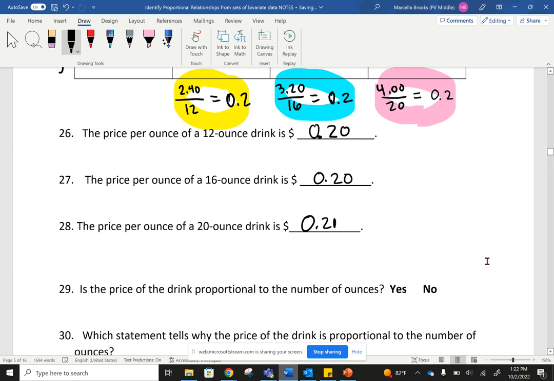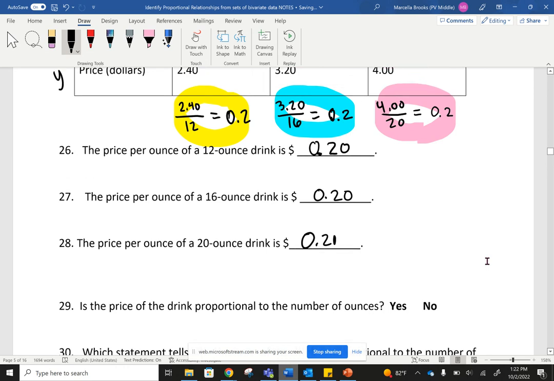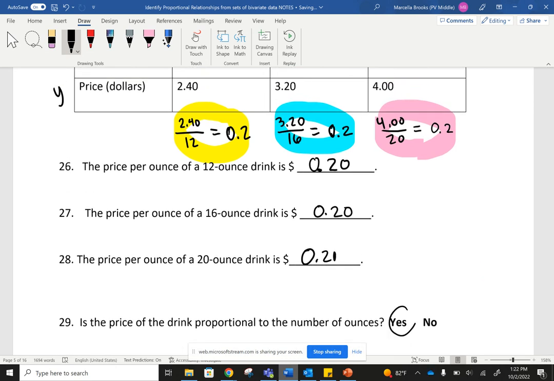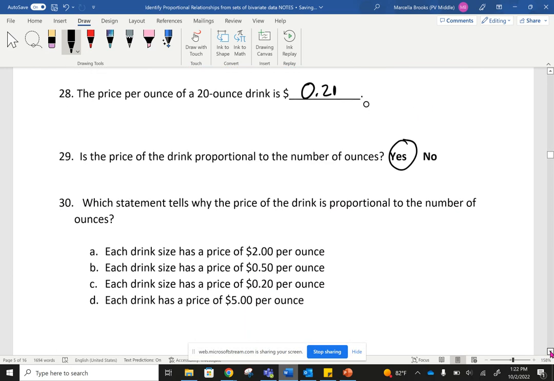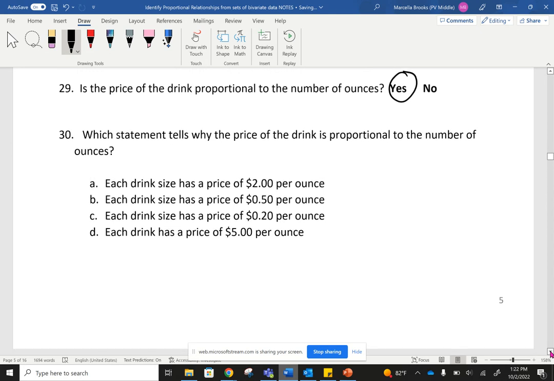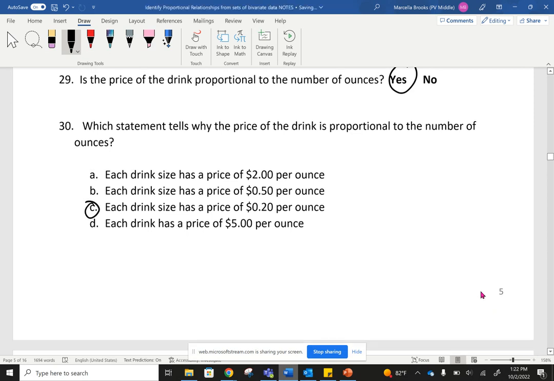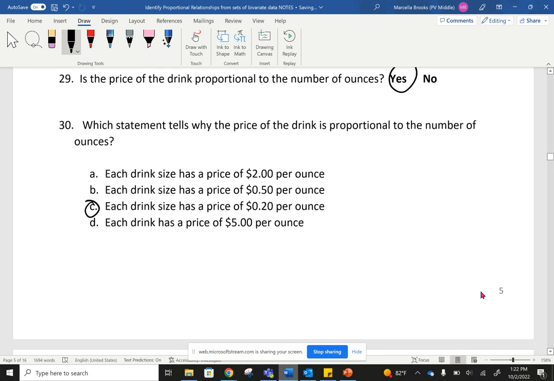So is the price of the drink proportional to the number of ounces? Yes, because all of these are the same, 0.2, 0.2, 0.2. So which statement tells why the price of a drink is proportional to the number of ounces? It would be C, because each drink size has a price of 20 cents per ounce.